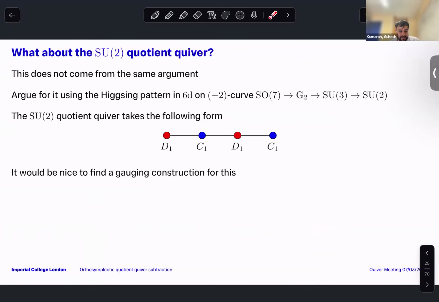What about SU2? Unfortunately, this doesn't come from the same argument. I have some argument where there is a natural Higgsing pattern in 6 dimensions, which goes from SO7 to G2 to SU3 to SU2. So this is the natural continuation of this sequence. It turns out that this D1C1, D1C1 is the SU2 quotient quiver, but it would be nice to find a gauging construction for this guy.